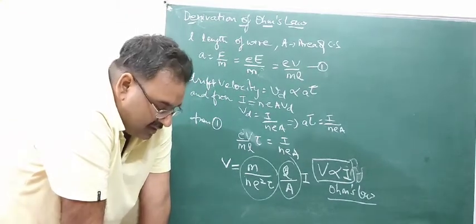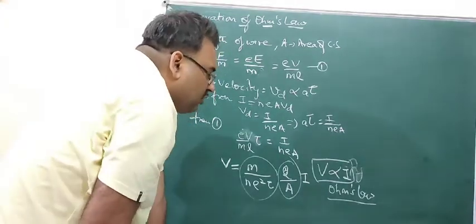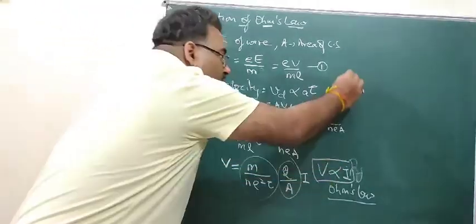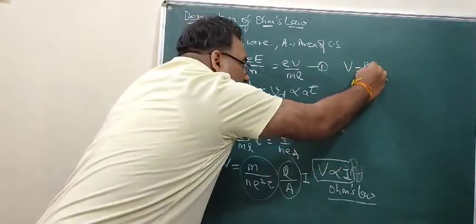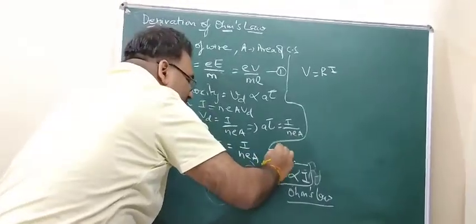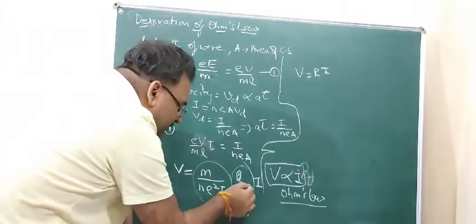V is directly proportional to I. So what will we write? V is equal to Ri. So if we put this relationship, V equal to Ri, here, then what will the value of R be?